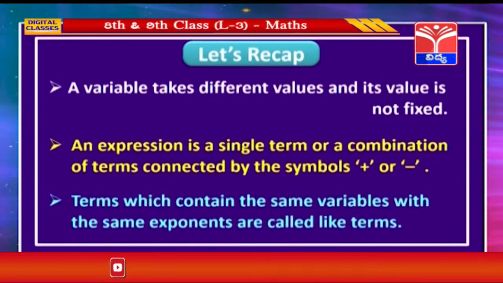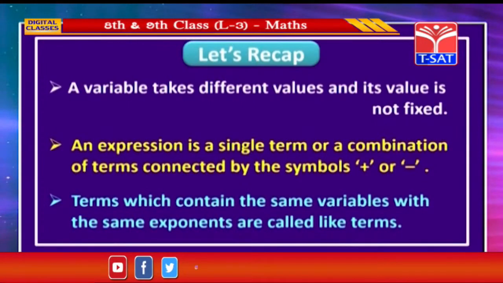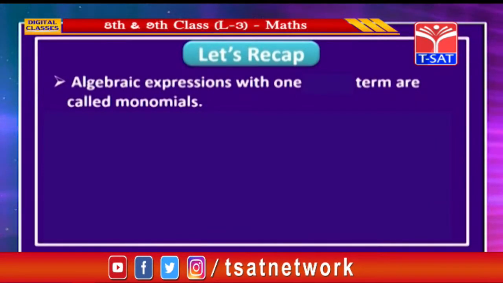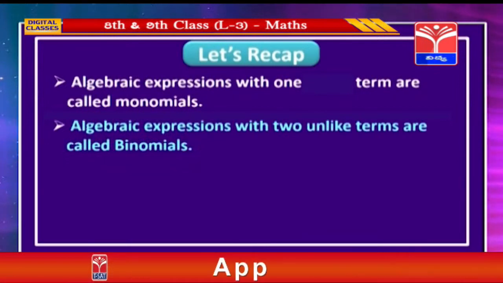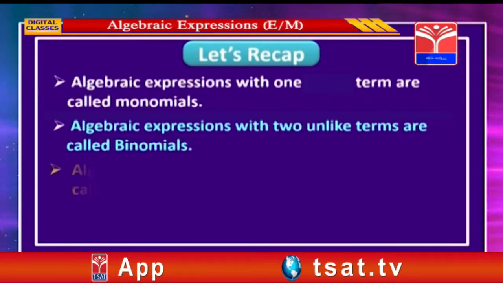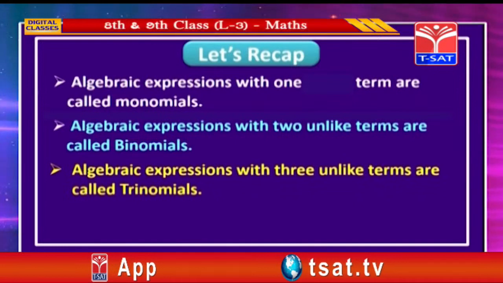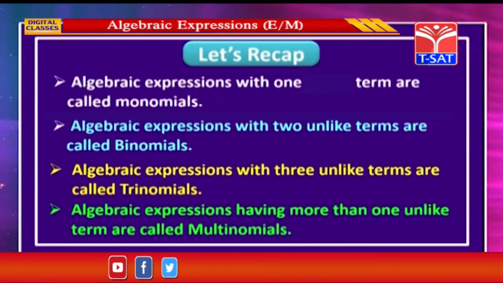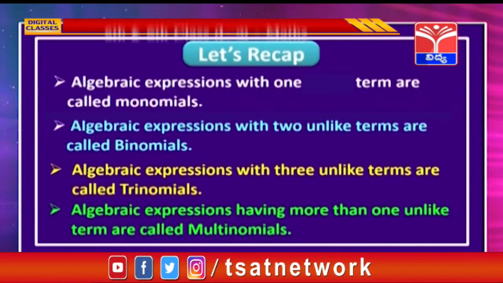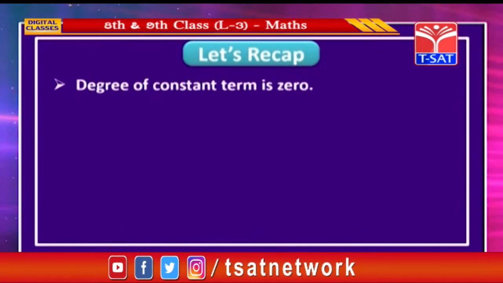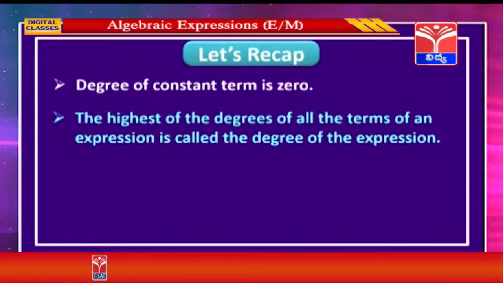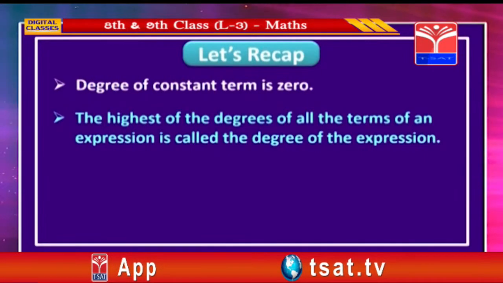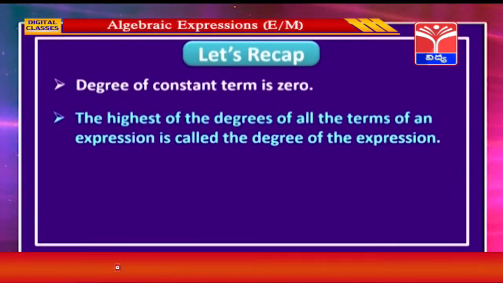Terms which contain the same variables with the same exponents are called like terms, and algebraic expressions with one term are called monomials. Algebraic expressions with two unlike terms are called binomials. Algebraic expressions with three unlike terms are called trinomials. Algebraic expressions having more than one unlike term are called multinomials. The degree of a constant term is always 0. And also we learned that the highest of the degrees of all the terms of an algebraic expression is called the degree of the algebraic expression.